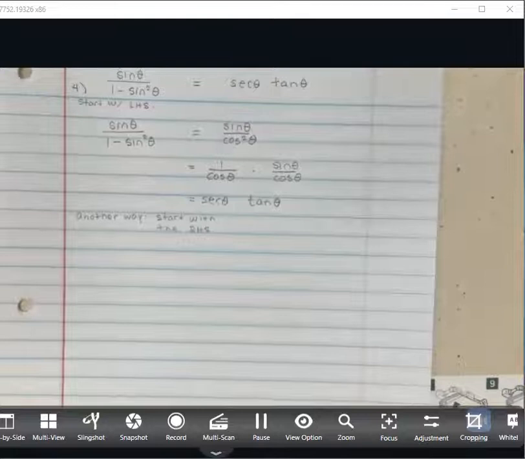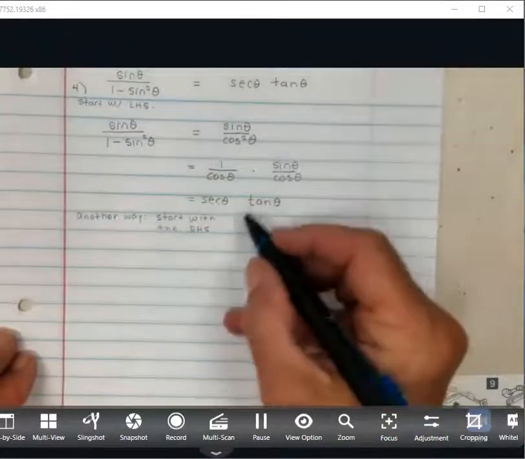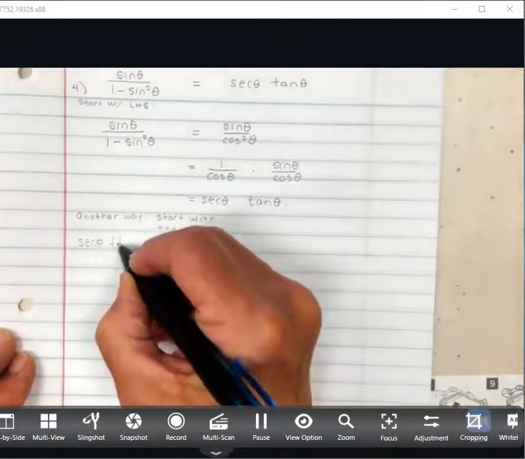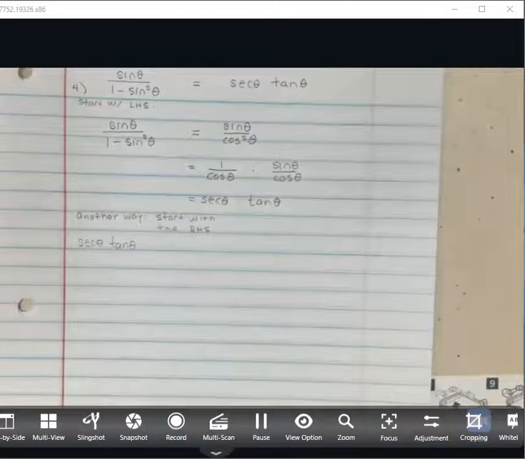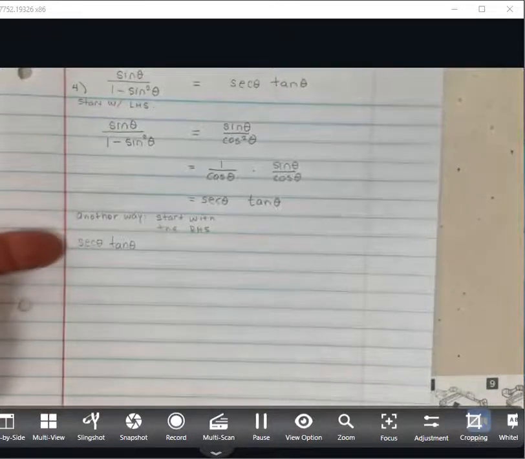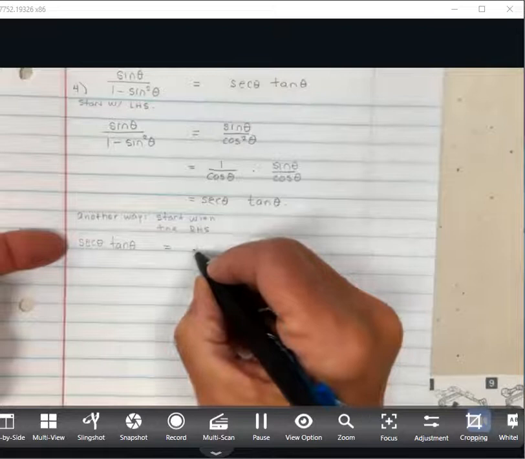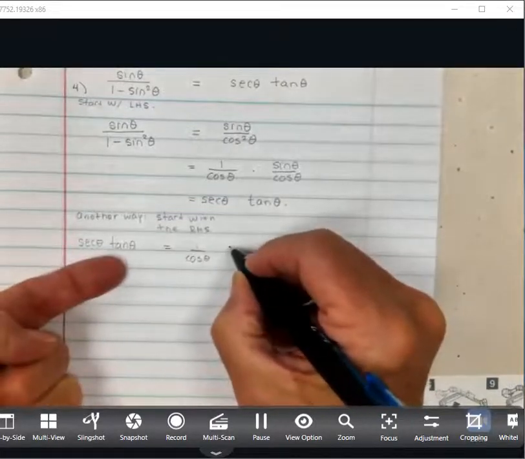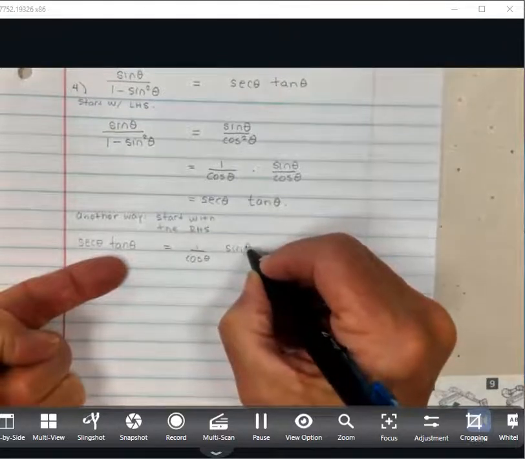Yeah, but here there's probably the same amount of stuff, right? So I'm going to start by writing down secant of theta times the tangent of theta. Then I see my answer doesn't have any secants or tangents, so now I'm going to convert these to sines and cosines. Secant is 1 over cosine, and the tangent is the sine over the cosine.